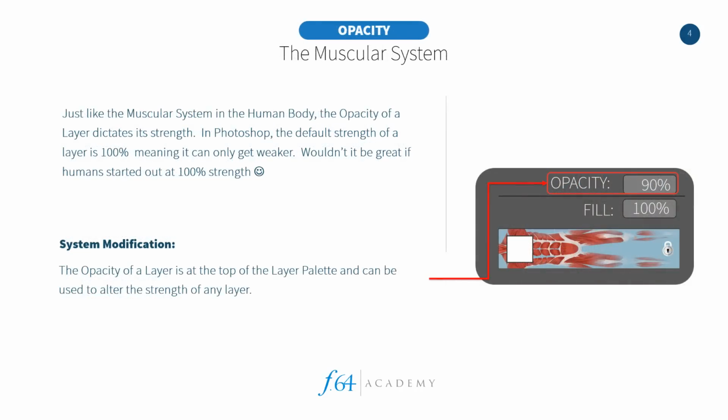Again, I said this is from a 3rd grade level, so I'm going to butcher a lot of this stuff. The muscular system in the human body is very similar to opacity. The opacity of a layer determines its strength. In Photoshop, though, all layers pretty much start out with an opacity of 100%. It's not the same way for us. We aren't born at 100% strength and then we lose it over time. We gain strength and we lose strength depending on how much we work out. I used to be a lot stronger than I am now, probably functioning at 50%. But a layer starts out at 100% and you can reduce the opacity so that it's not as strong or potent as it would be at 100%.